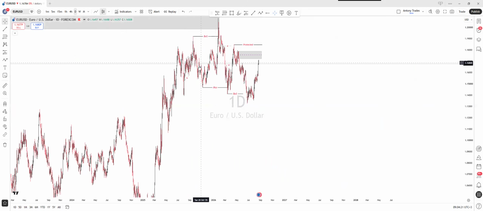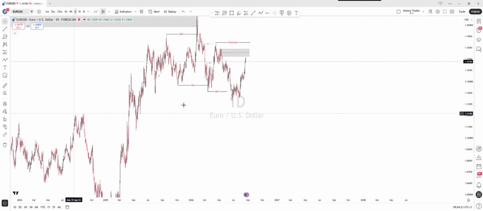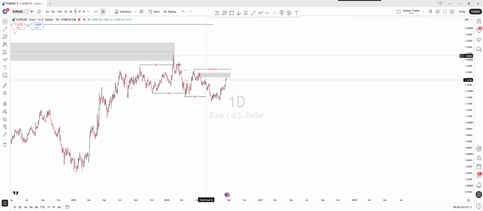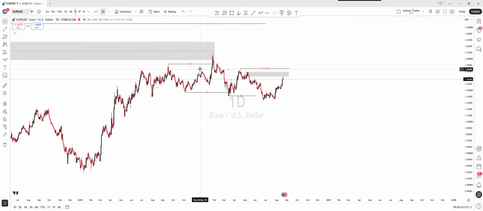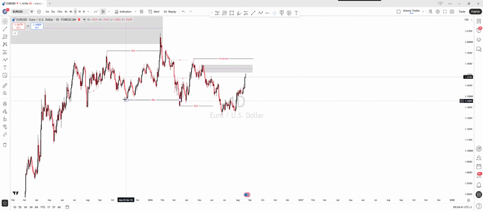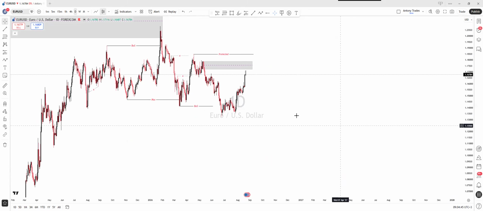So we need to see the internal structure, because as it approaches this supply zone, we are expecting to see the daily time frame being bullish. But immediately the market reacted from this key level. We can see the Euro USD giving us a change of character from the daily time frame, and that is exactly why, after this change of character, that is our confirmation that this market is really ready to sell.